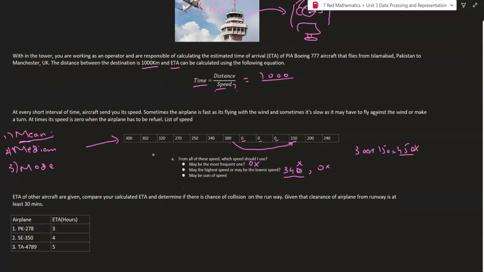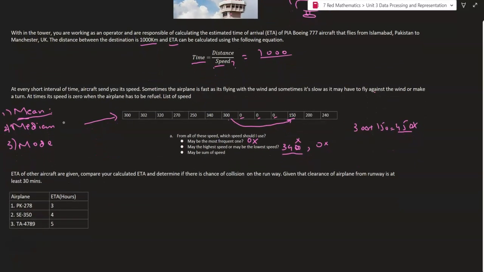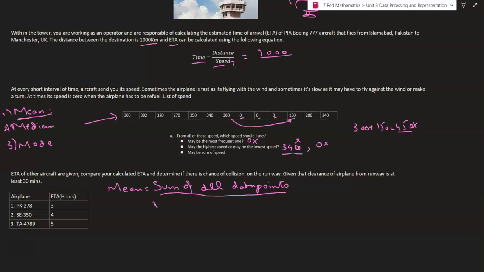So now we have to calculate the mean to actually calculate the speed. So how do we do that? The mean is equal to the sum of all data points divided by the total number of data points.